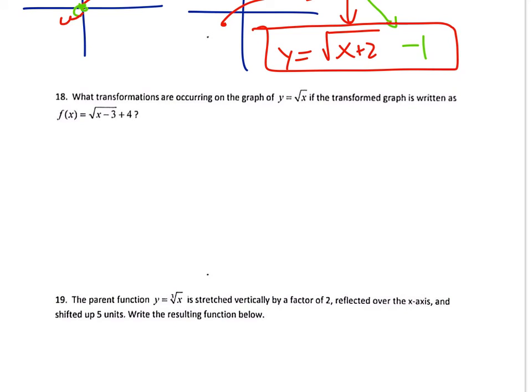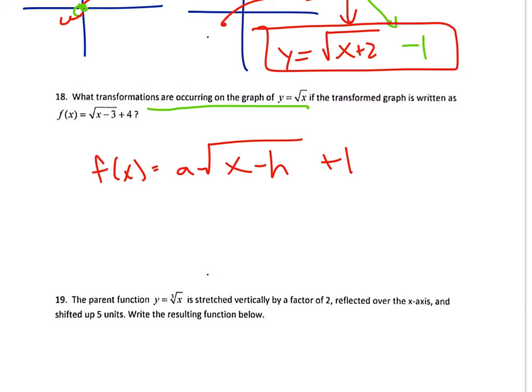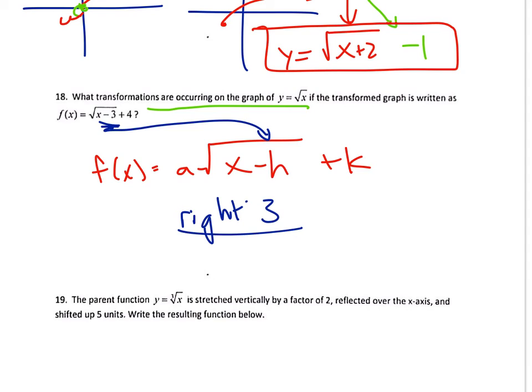18 is very similar to that. It says what transformations are occurring on the graph if it is written as this. Well, if you remember your general form, if I have f of x equals a times the square root of x minus h plus k, I have my minus 3 here, and that's my h, and since we have a minus h, my graph is going to go to the right 3. So all you have to write is right 3.